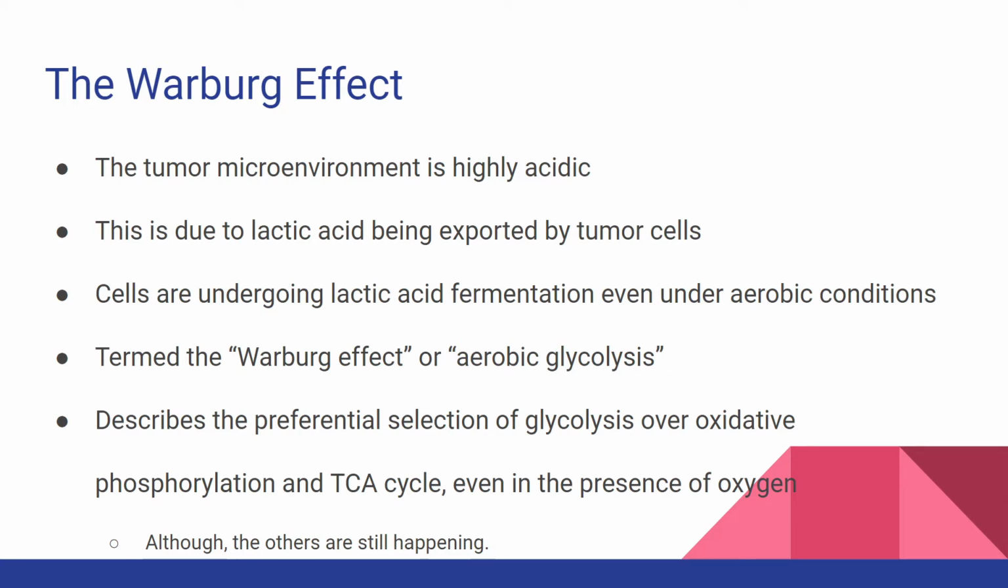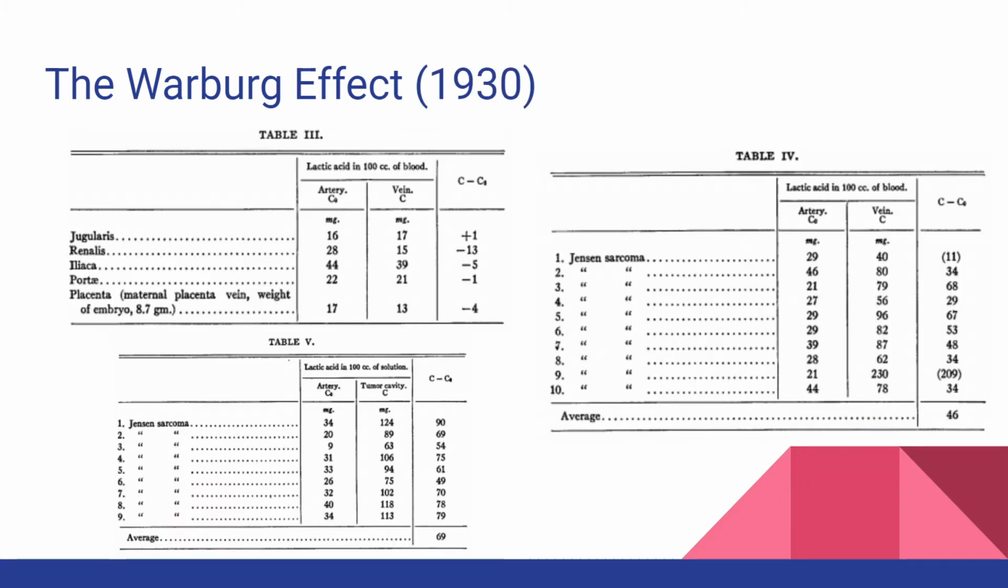Warburg identified this by directly measuring the amount of lactic acid present in the blood, both on the arterial and venous side, to note a difference. Table 3 shows the lactic acid present before and after different normal tissues. As you can see, they are approximately equivalent. Table 4 shows the lactic acid present over 10 observations from a particular tumor, the venous side being markedly higher than the concentrations of lactic acid in the arterial side.